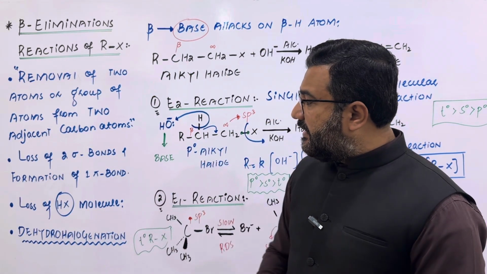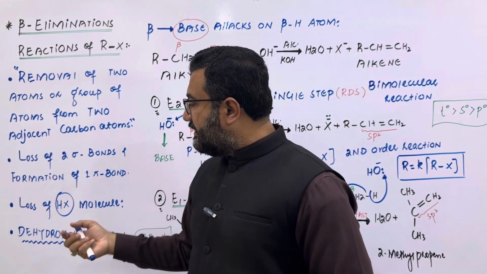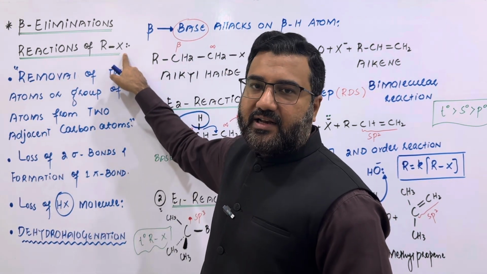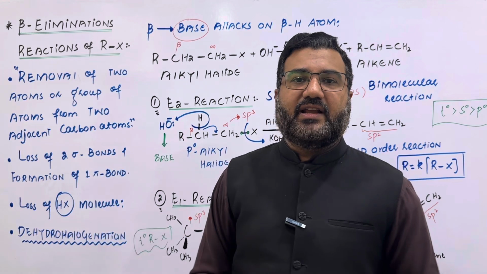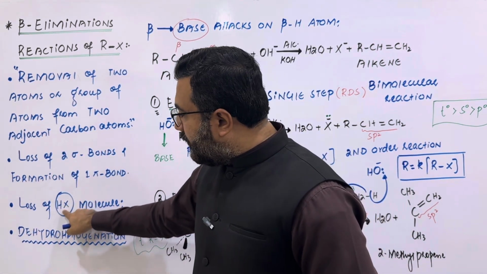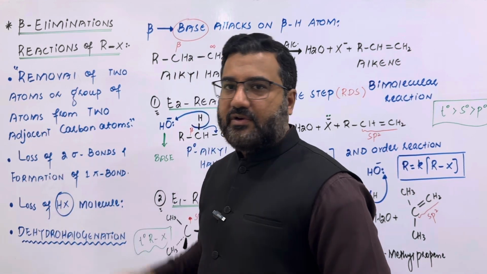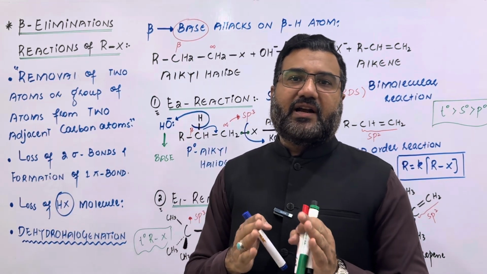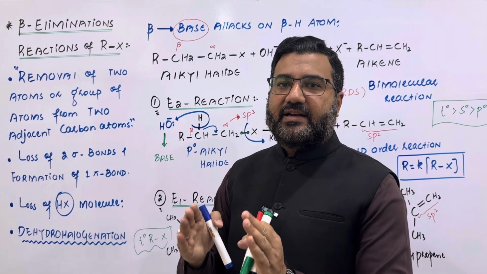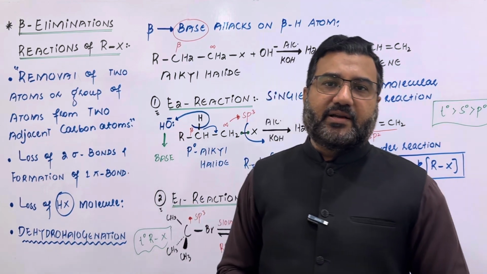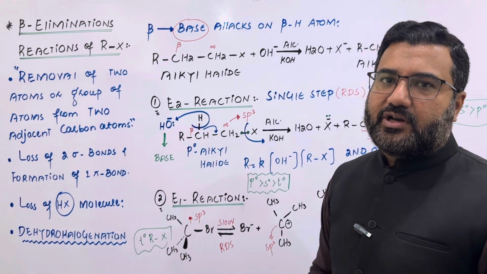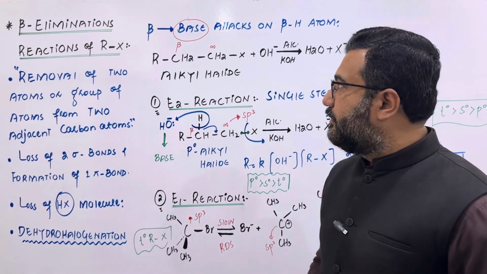Now, specifically, what we are going to discuss in this lecture is the dehydrohalogenation reaction of alkyl halides. Dehydrohalogenation reactions are those reactions in which a hydrogen halide molecule is removed from the alkyl halide. So dehydrohalogenation means a hydrogen halide, HX, molecule is removed from the alkyl halide, and after the removal an unsaturated molecule, an alkene, is produced.